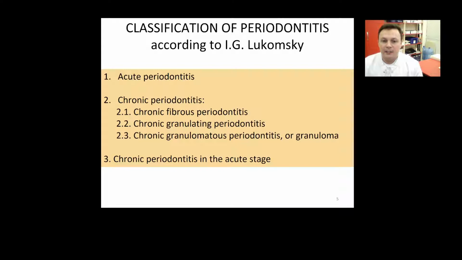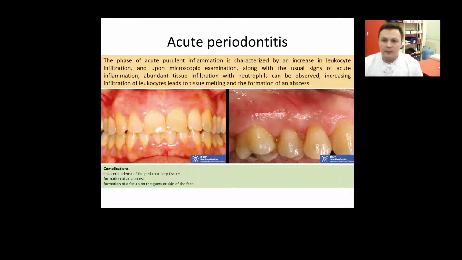Classification of periodontitis according to Lukomsky. First of all, it's acute periodontitis. Second one is chronic periodontitis, that can be divided into chronic fibrous periodontitis, chronic granulating periodontitis, chronic granulomatous periodontitis or granuloma, and chronic periodontitis in the acute stage. Well, first of all, acute periodontitis or periodontitis acuta.